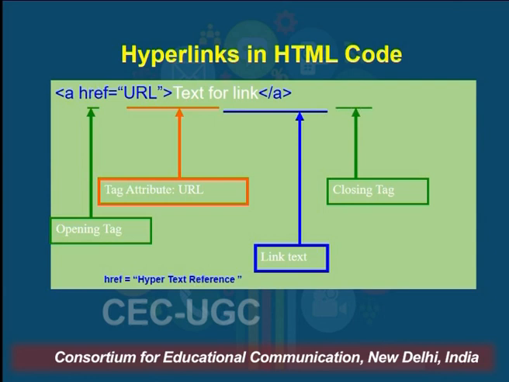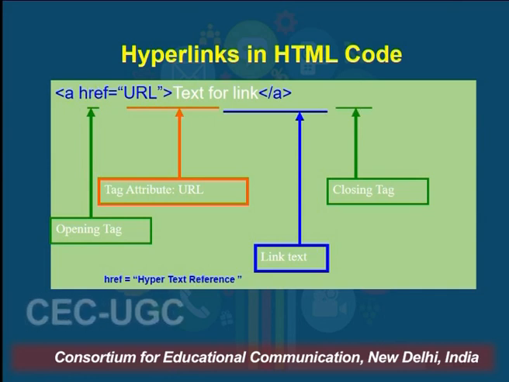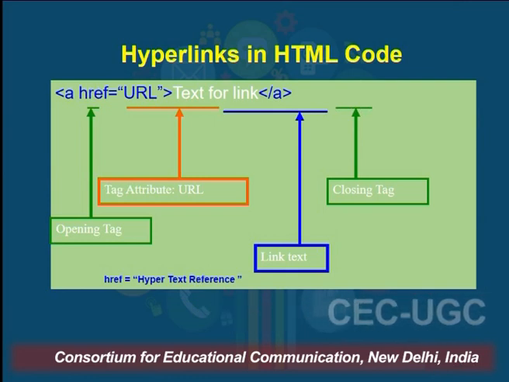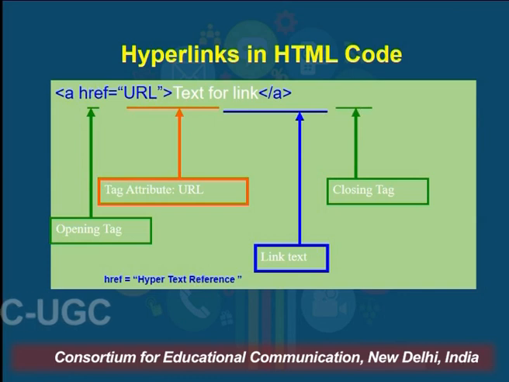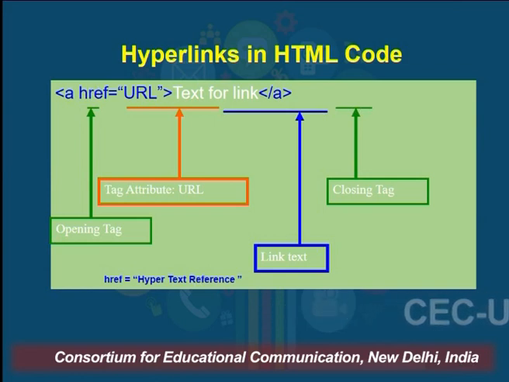Or we can also specify the image. But how you can specify an image, that we will discuss later when we talk about images. At the moment we need to understand that anything which comes between the opening anchor tag and the closing anchor tag will behave like a link. That is, when the user clicks on that text, he or she will land on the web page which is specified by the URL.